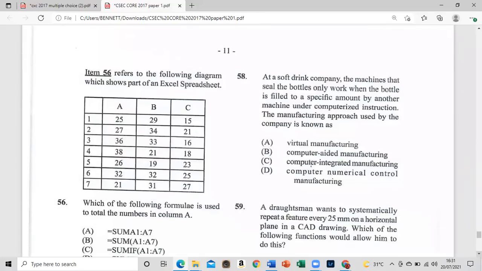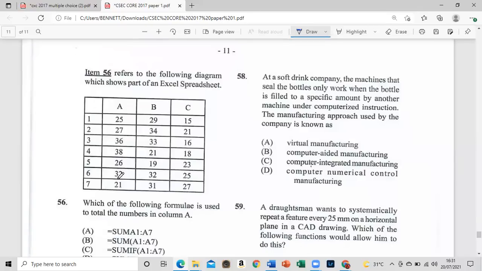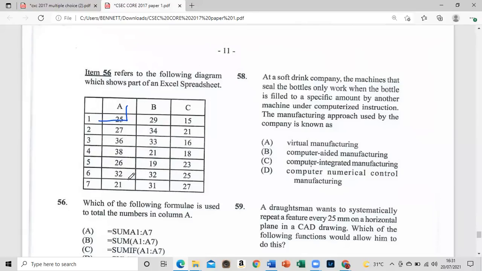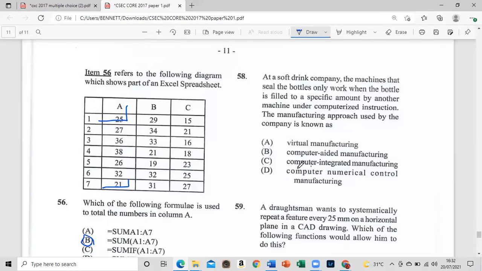So 56. Which of the following formulae is used to find the total numbers in column A? So that starts from A1. Remember, read it from the letter. We start from this first. So A1. The 7, right? So let us look for some bracket here. Yep. So on to 57.